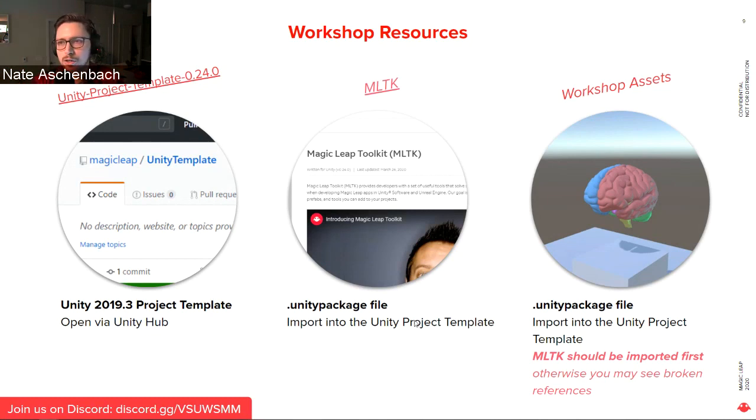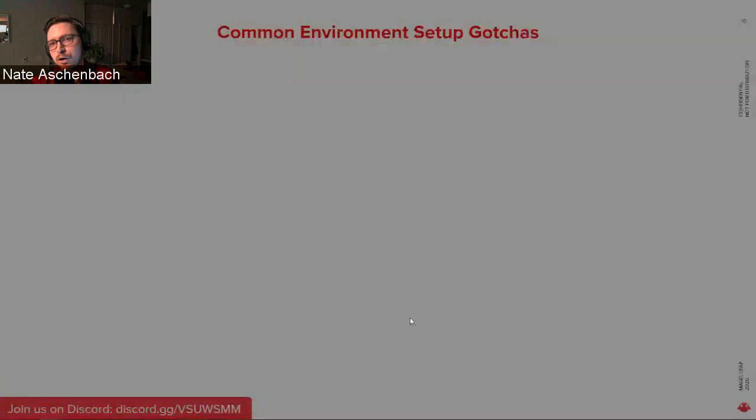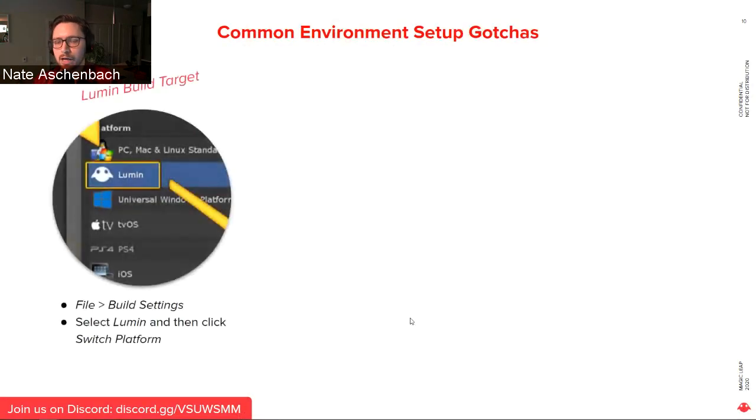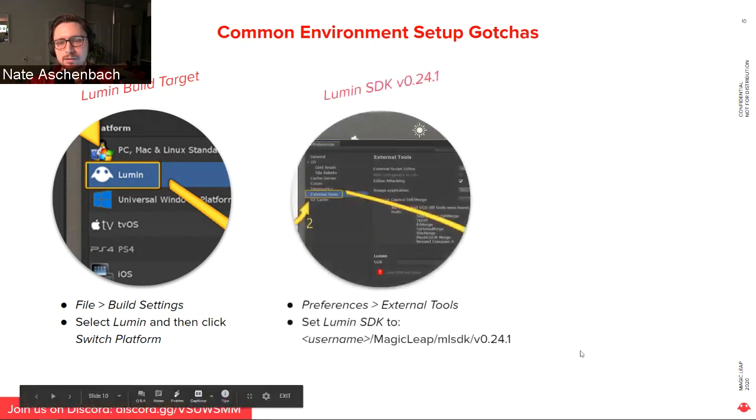Quick note, just make sure that you try to import those workshop assets after you've already imported the MLTK. It's also helpful if you have set the build target to Lumin before doing any of those other imports. So, just as a quick reminder, make sure that you go to your build settings, select Lumin as the build target, and press the switch button to make sure that you're on that.